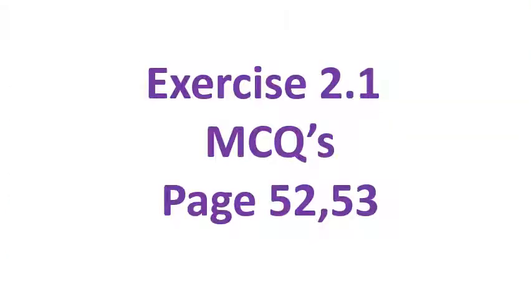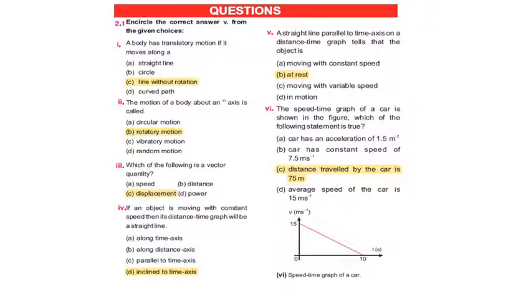Now we have exercise 2.1, in which we will do MCQs on page number 52 and 53. In 2.1, we have to encircle the correct answer. Number 1. A body has translatory motion if it moves along A. straight line, B. circle, C. line without rotation, D. curved path. According to the definition, C is the correct option, line without rotation, because the path could be a straight or curved one.